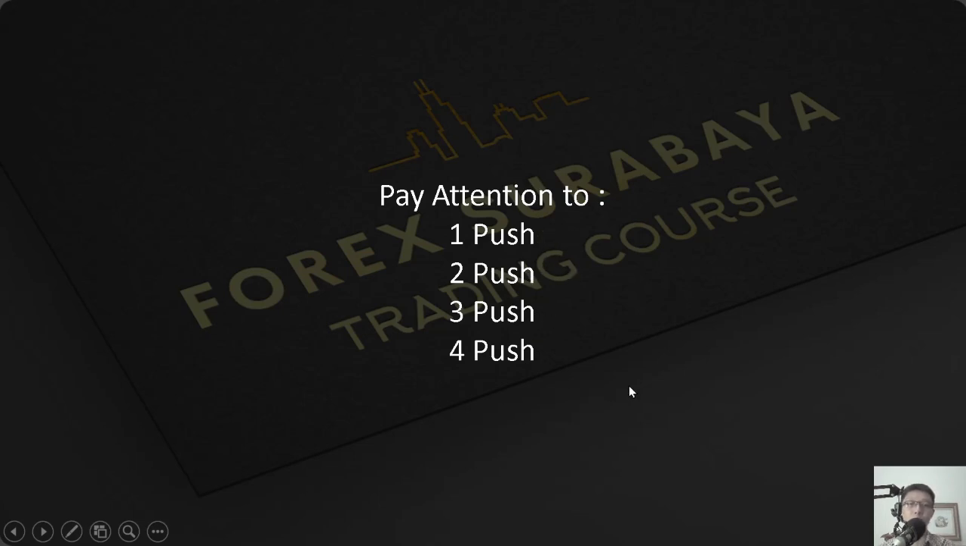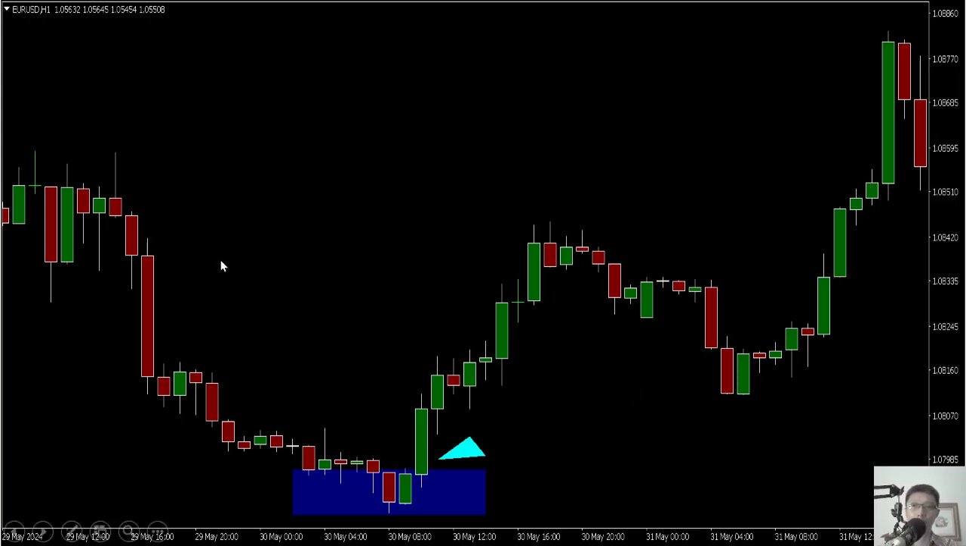What I mean is, like in this example, after this downtrend at this level, buyers take control by pushing the price up and close above this bearish candle. So this is a support. This is a 1 push, because after 1 push, price starts to go to the uptrend. This is a downtrend. After 1 push, price tries to make an uptrend move. So this is a 1 push example.